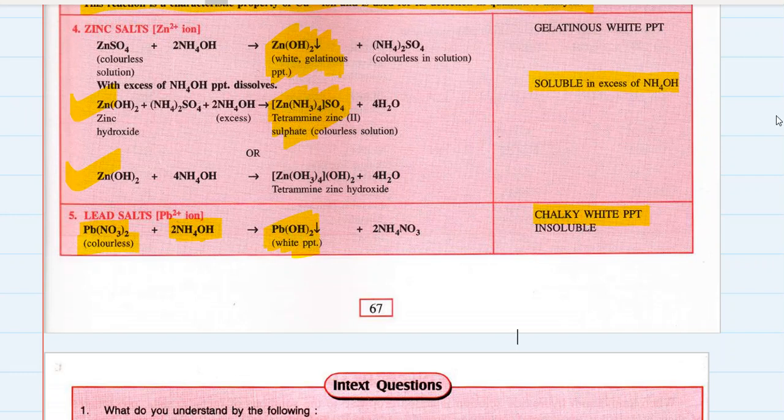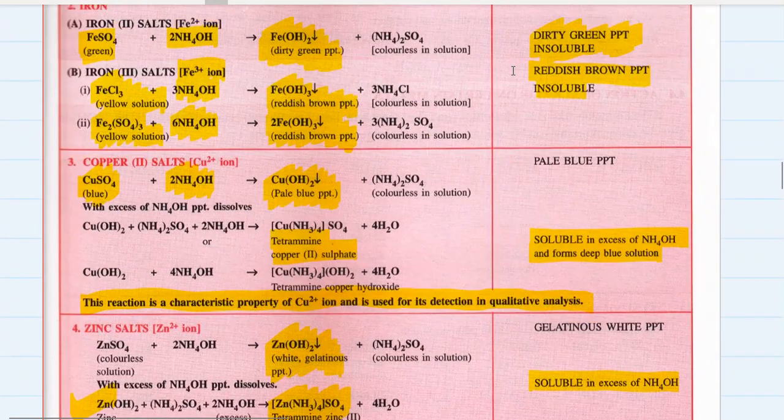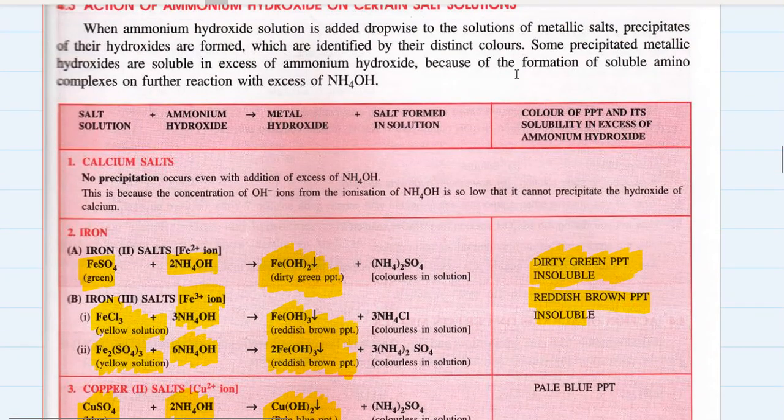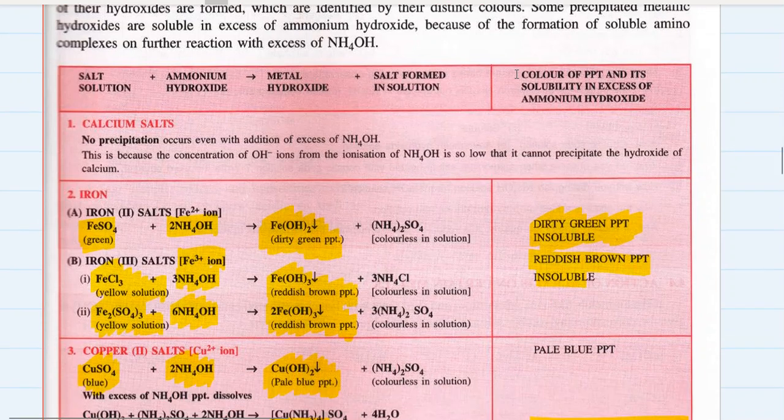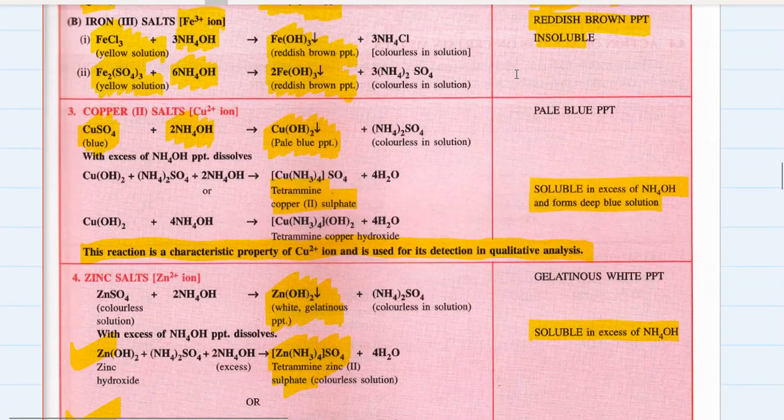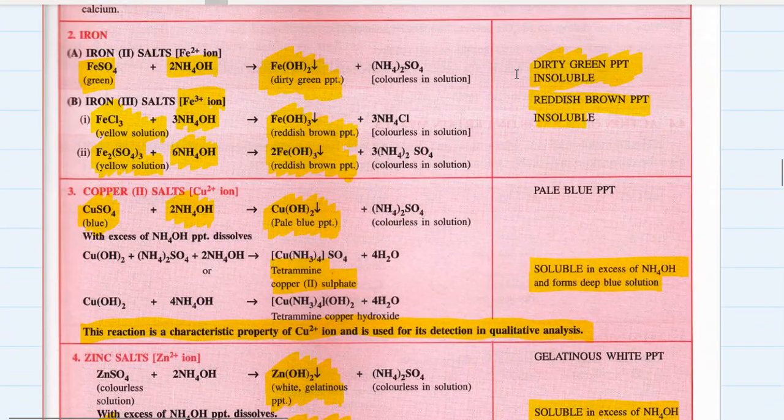So lead salts form chalky white precipitate which are insoluble in excess of ammonium hydroxide. So these are the characteristics of different salt solutions containing different metallic ions with the reagent, our alkali ammonium hydroxide, out of which copper salts and zinc salts have characteristic observations.